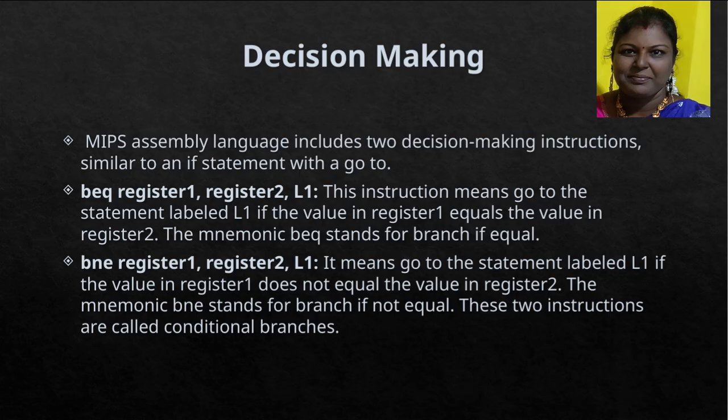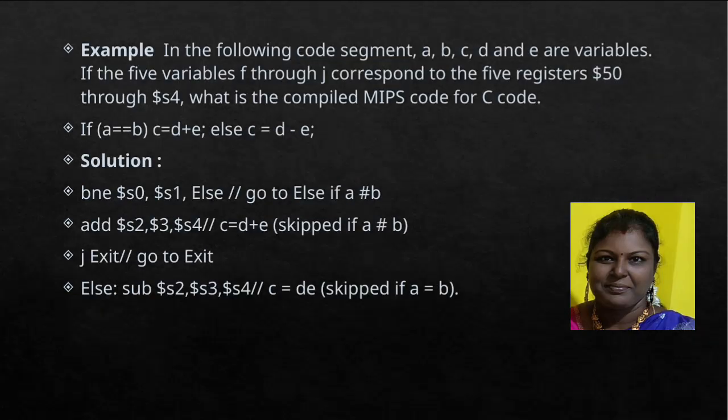Let's look at how this simple C code translates into MIPS assembly. We're checking if variable A equals B. If they're not equal, we jump to the else branch. Otherwise, we add D and E, storing the result in C. After that, we skip the else part by jumping to the exit label. If A doesn't equal B, we subtract E from D instead. This example shows how conditional logic in C maps directly to jumps and arithmetic in MIPS.